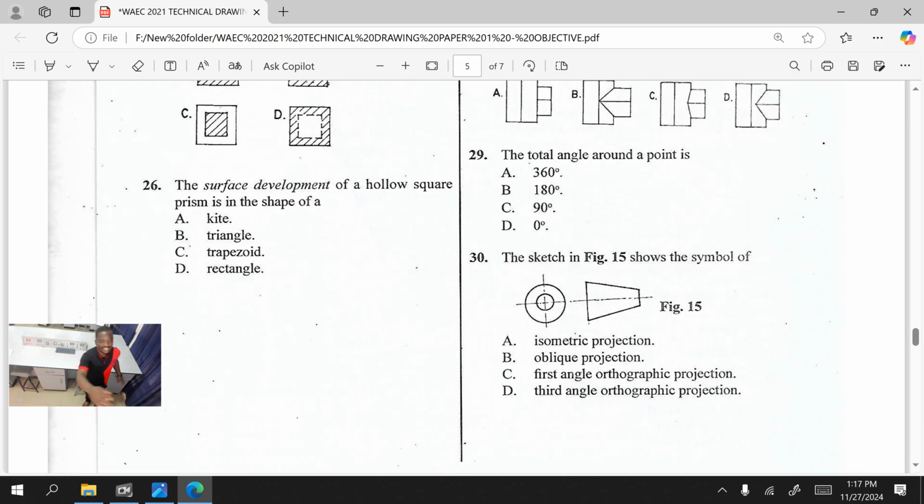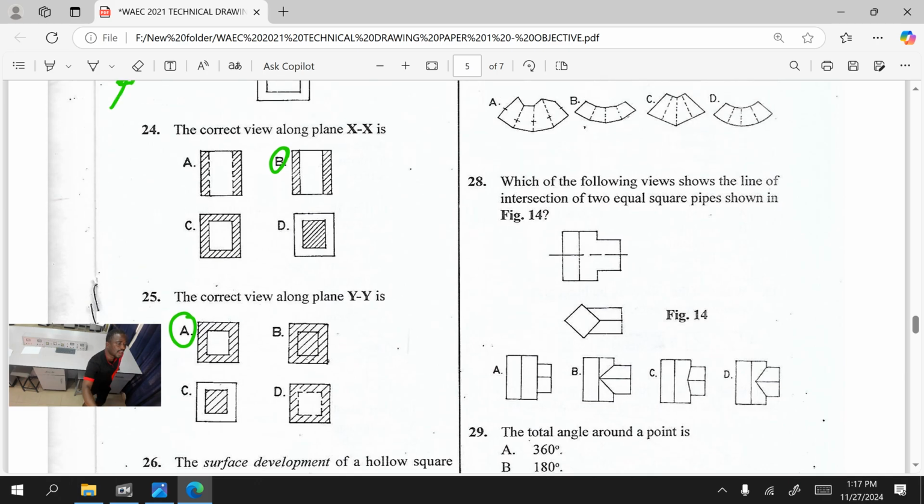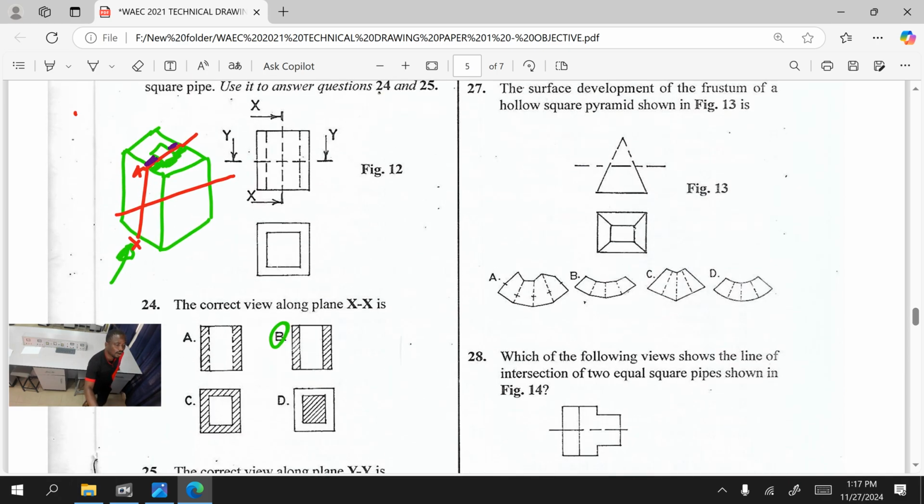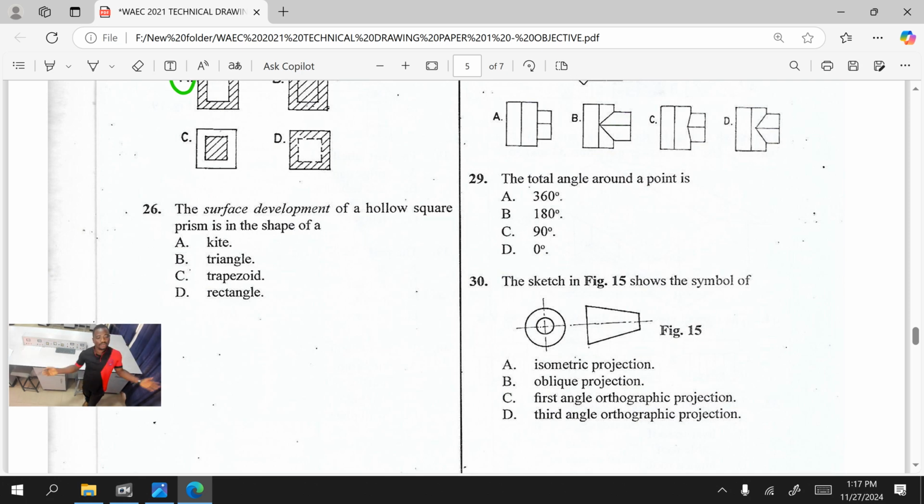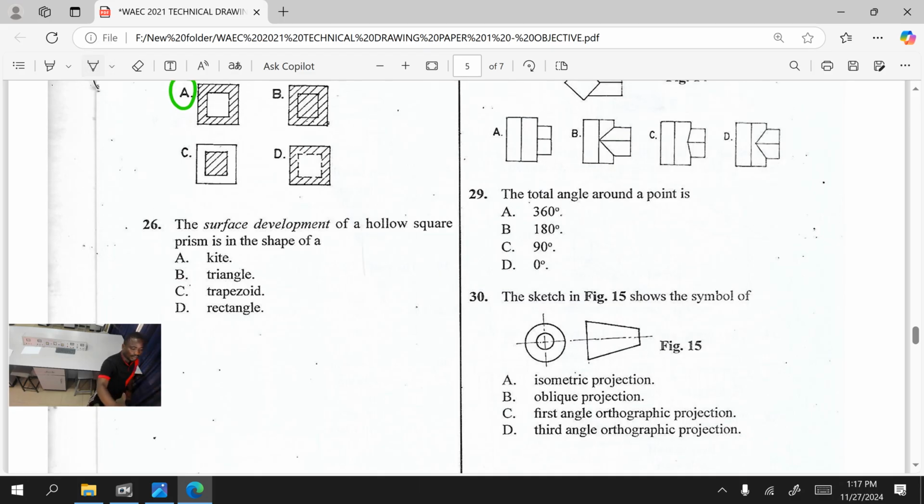26. The surface development of a hollow square prism is in the shape of a, can you see? The same question they gave us up here, hollow square prism, that I drew. They are now telling us that when we draw the surface development of the prism, what shape will it give us? Can you see that now? What shape? Is it going to be a kite? Is it going to be a triangle? Is it going to be a trapezium? Is it going to be a rectangle?